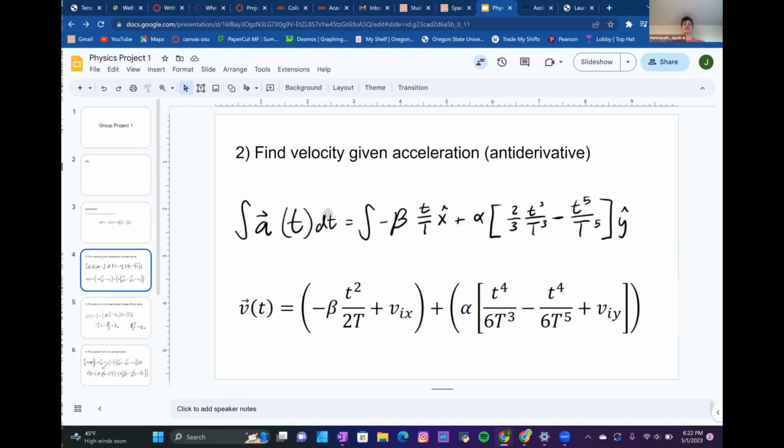So we're going to find the velocity first, given acceleration, which is the antiderivative of acceleration. We are given acceleration, we're going to find the antiderivative. See here, I did it with respect to time. You do it with respect to time and not the others because time is a thing that we can calculate over a distance, and we generally want to know what it is in regards to time. And we get this nice equation where negative beta t squared over 2T plus, you know, that whole thing.